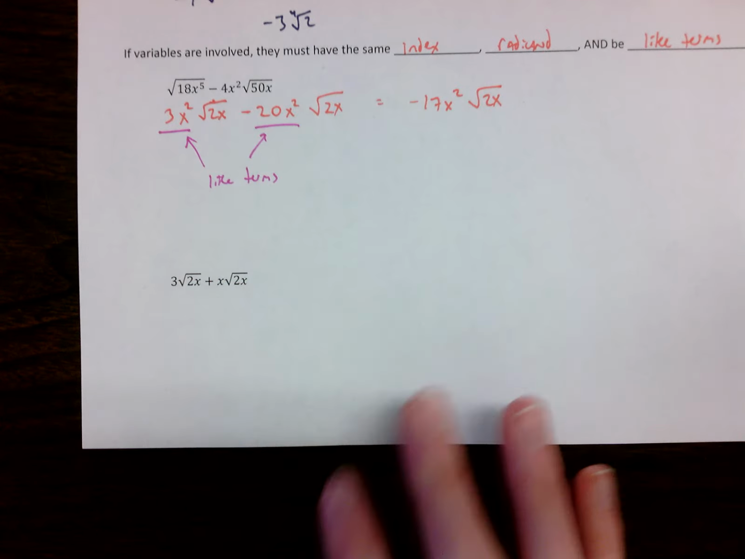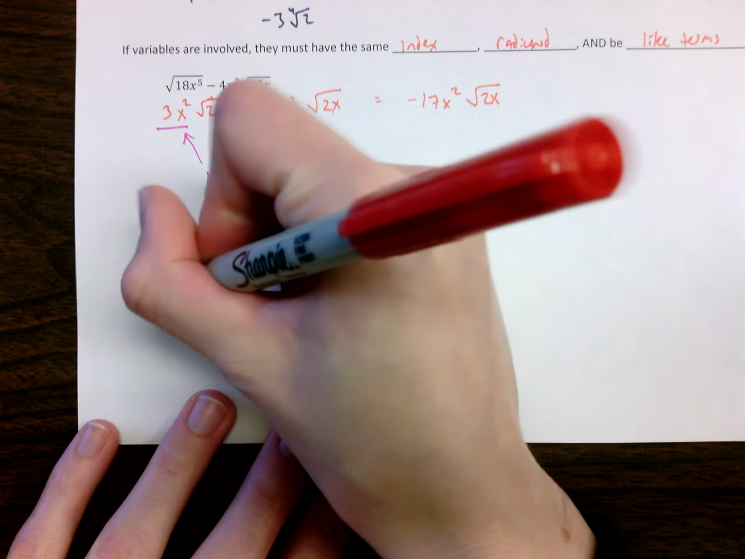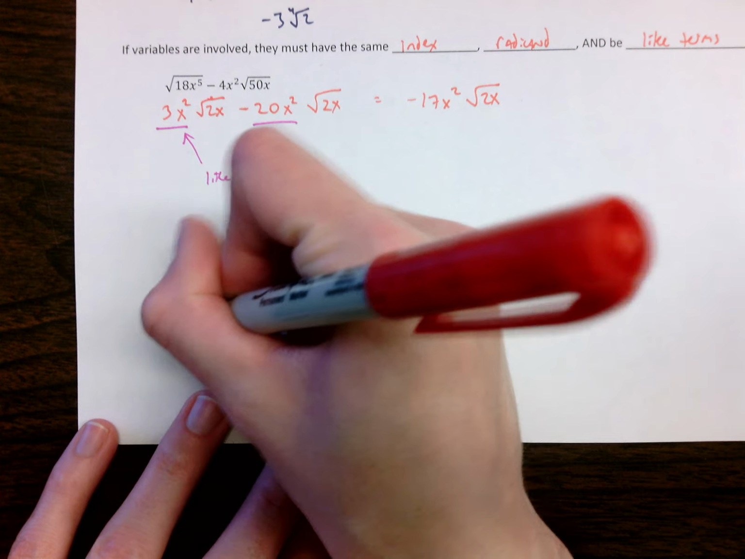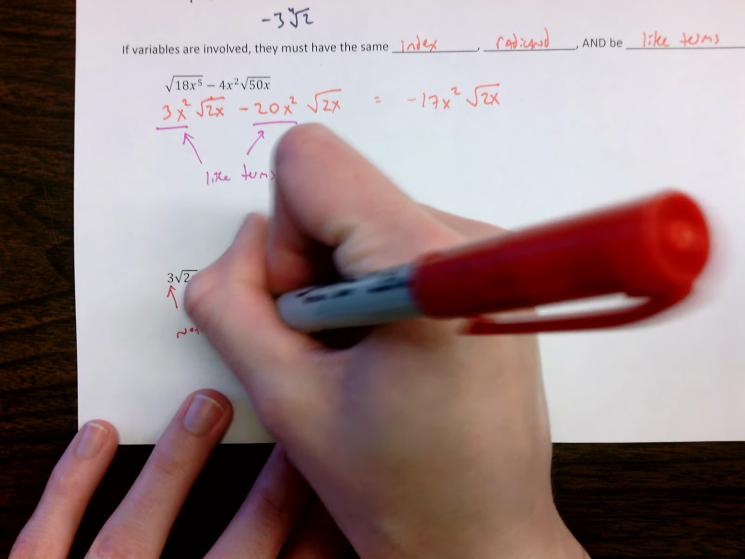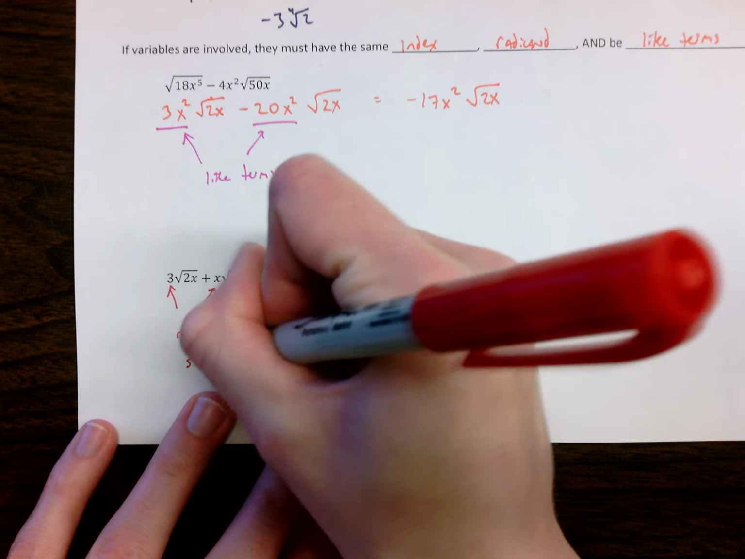Okay, so then this last guy down here, we've got the same index number, we have the same radicand, but these guys, the 3 and the x, these ones are not like terms, right? 3 and x are not like terms, you know that, right? So you can't add them.